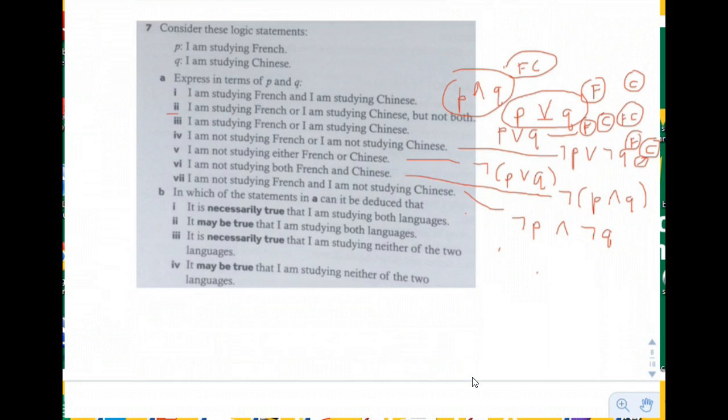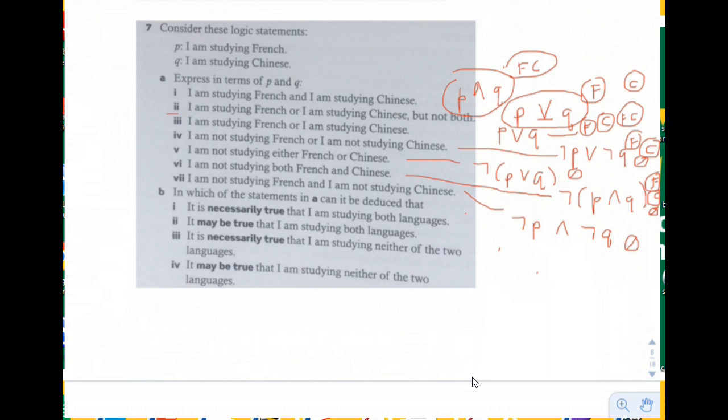And then 5, I am not studying either French or Chinese. So that means that he's not studying anything, right? Because if he's not studying either French or Chinese, then there's nothing. 6, I am not studying both French and Chinese, but maybe studying one or the other. I'm not studying both, so it could be French, could be Chinese, could be the empty set too, right? 7, I am not studying French and I am not studying Chinese. Okay, so that definitely means the empty set. There's only the empty set as a possibility.